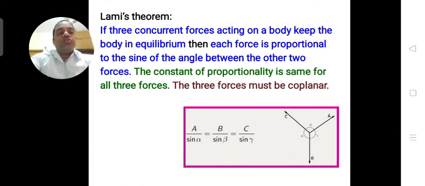According to Lami's theorem, any force is directly proportional to the sine of the angle between the other two forces. And here the constant of proportionality is the same for all forces. So we can write A upon sine alpha is equal to B upon sine beta is equal to C upon sine gamma. And all these three forces must be coplanar. This is called Lami's theorem.